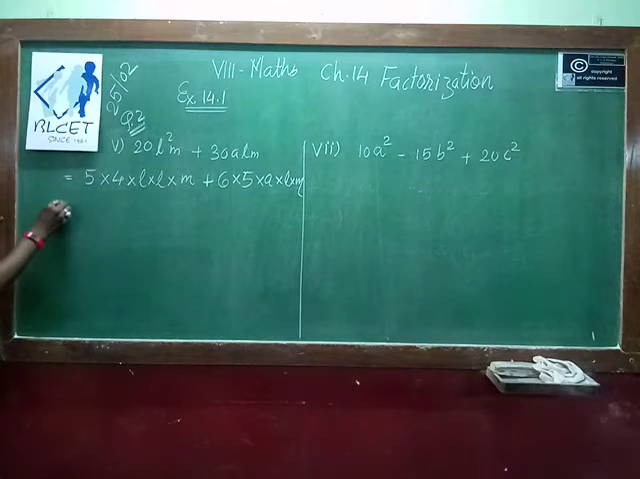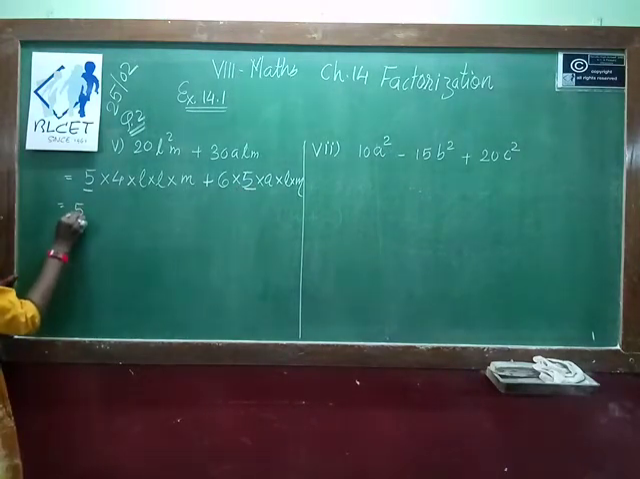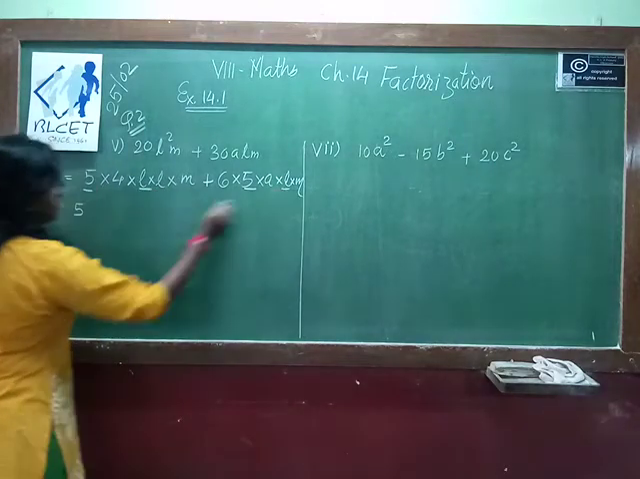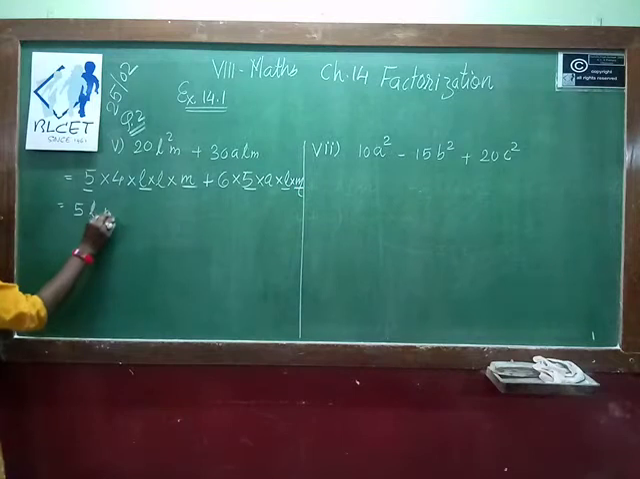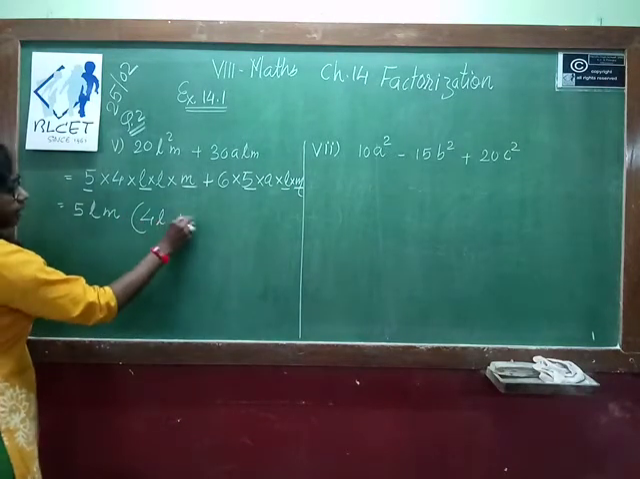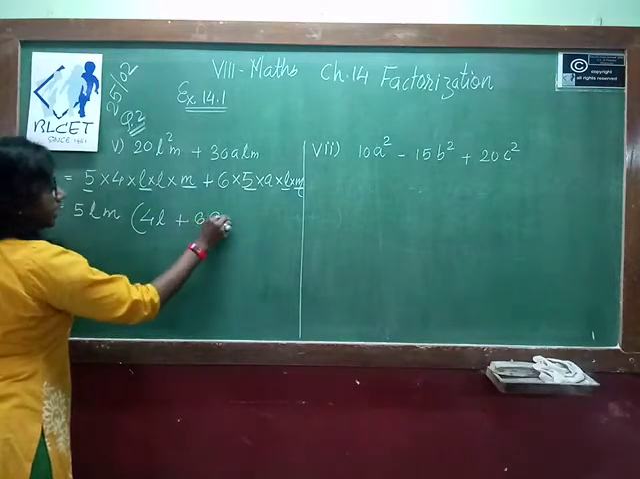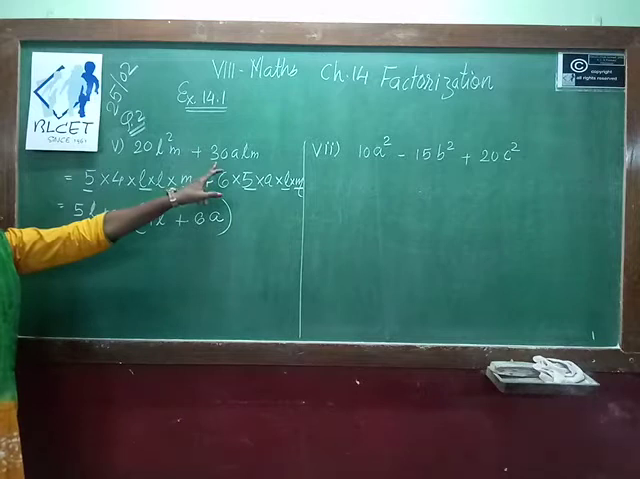Now take out the common factors. So what is common? 5 is common, 1l is common, 1m is common. So now what is left? 4l plus 6a. So these are the factors of 20l square m plus 30a ln.